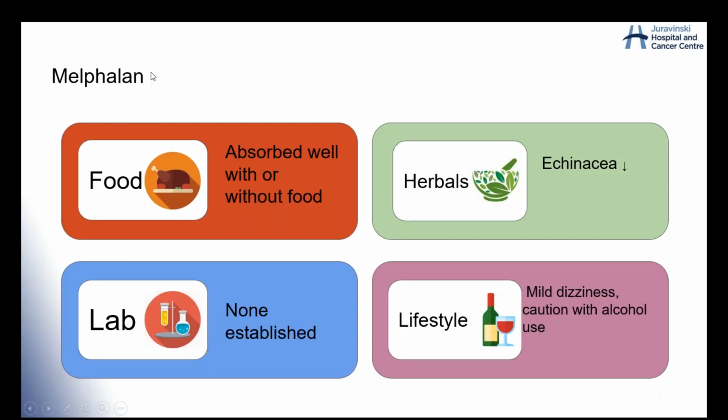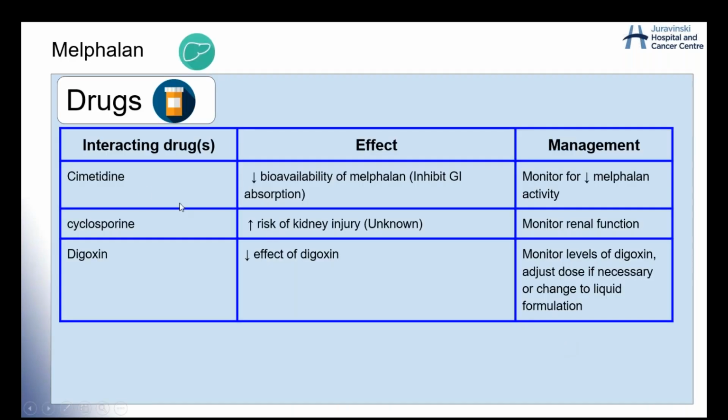Melphalan is the other chemotherapy agent that we have. It's absorbed well with or without food. Echinacea tends to decrease its effectiveness. There are no established laboratory tests with melphalan, and it can cause mild dizziness, especially if taken with alcohol. Cimetidine is an old medication that we use to reduce stomach upset and heartburn. So it tends to decrease the availability of melphalan. It tends to decrease its absorption. So we monitor, or we avoid, we switch to something else.